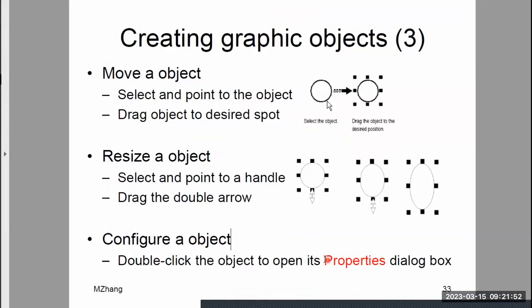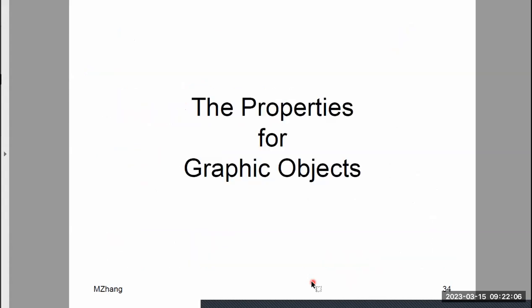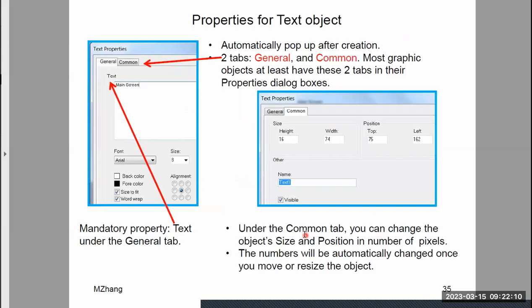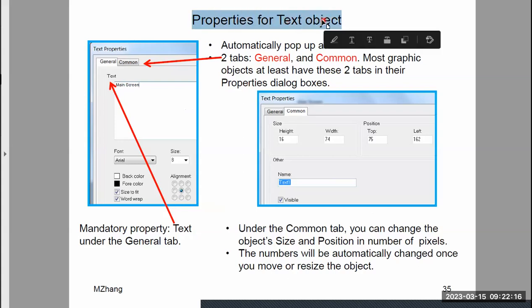There are lots of things we need to talk about with properties, because each object has more than what we need for setting up the properties. So that's what we're going to focus on next. All right. The properties for the graphic object can be grouped into different tabs. First, I will use a text object as an example.